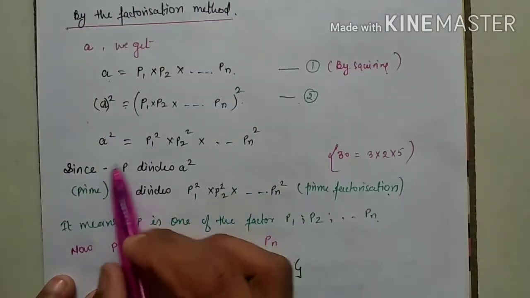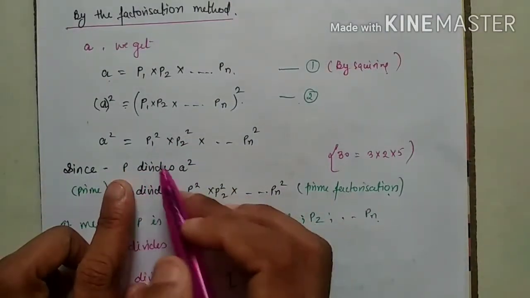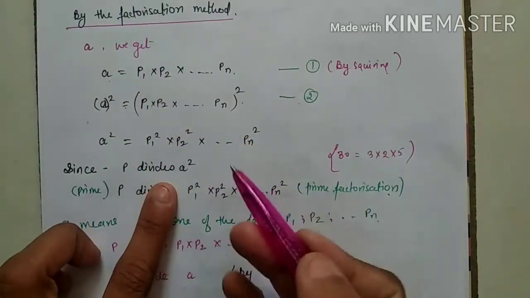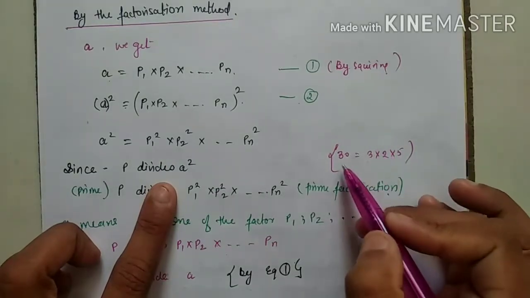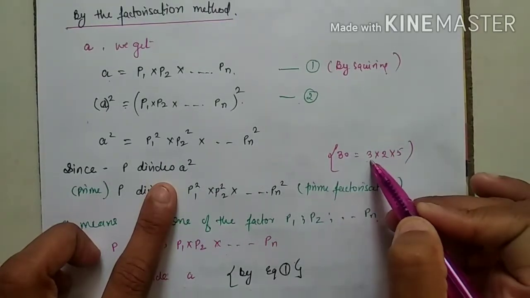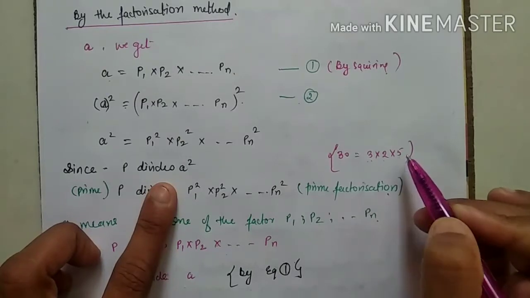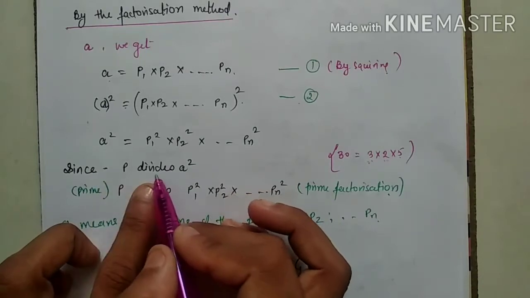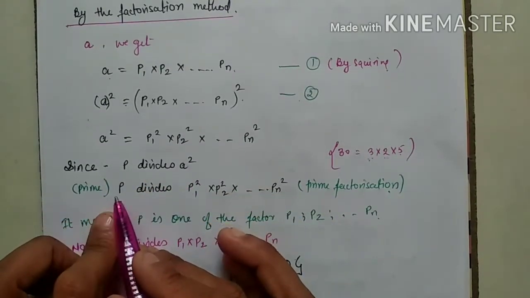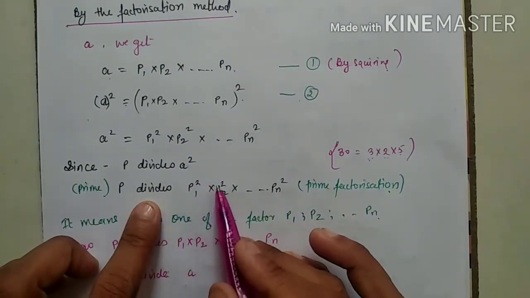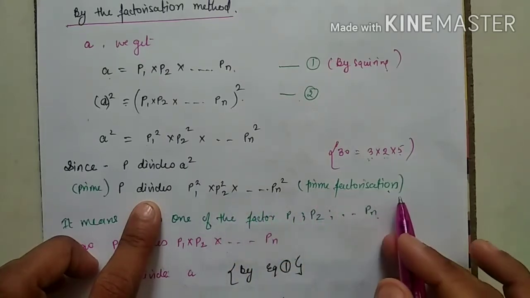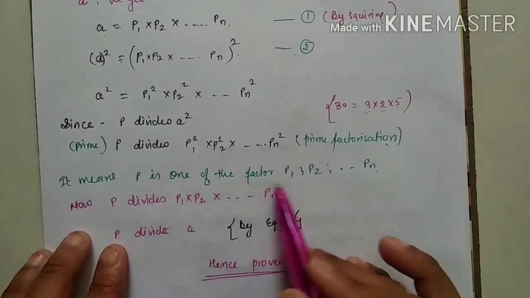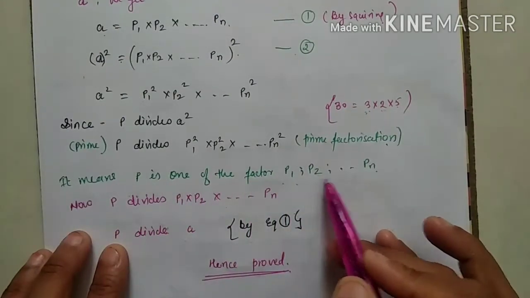Now, as you know, this p is your prime number, and it divides a square, correct or not? This a square is divisible by these prime numbers, and any one of them can be p. As an example, I have taken here 30 as 3 into 2 into 5. This can be p, this can be p, and this can be p. So I can write that p divides a square, so the prime number is dividing p1 square into p2 square and so on. This is called prime factorization. Correct or not? It means p is one of the factors, one of the factors of p1, p2 and pn.